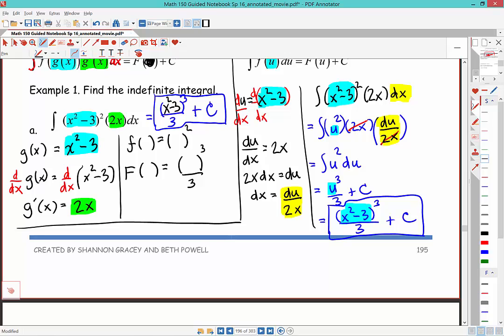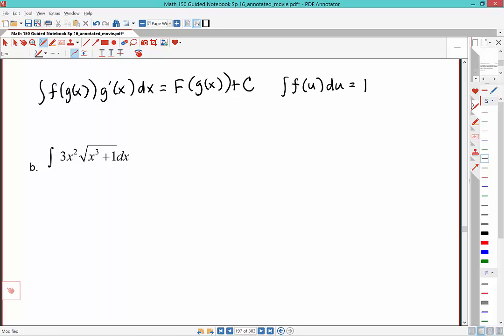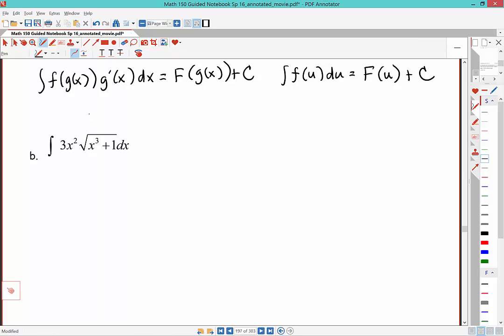Next up. So again, our basic definitions are the integral of f at g at x times g prime at x with respect to x is capital F at g at x plus c. And then the other one is the integral of f at u du is equal to capital F at u, which is the antiderivative, plus c. Okay, so first off, we'll use the pattern recognition, right? And then change of variables.